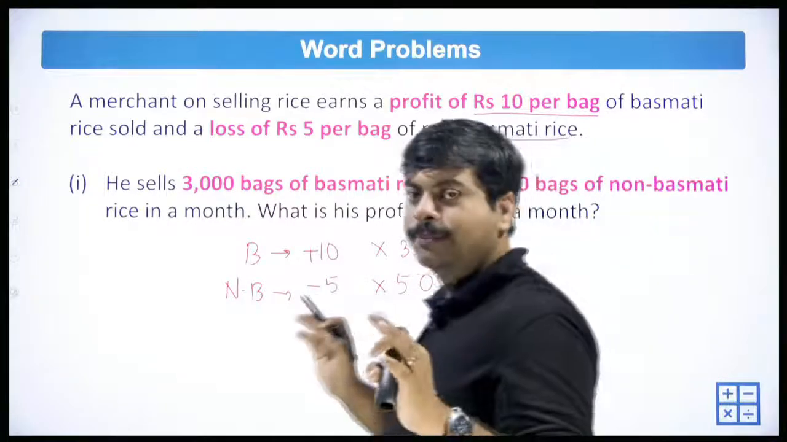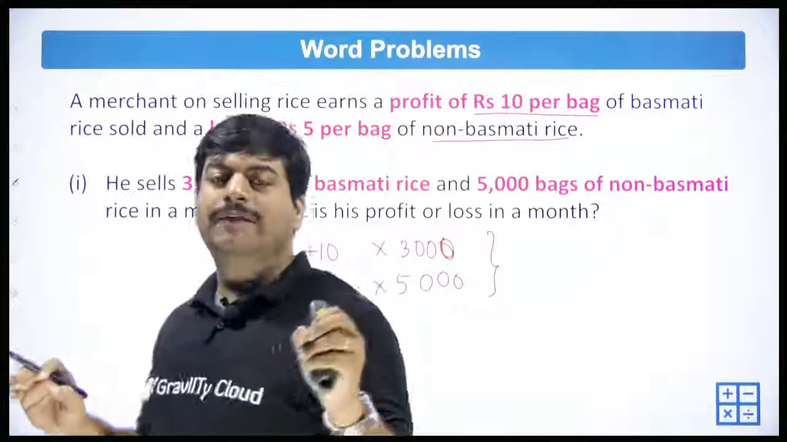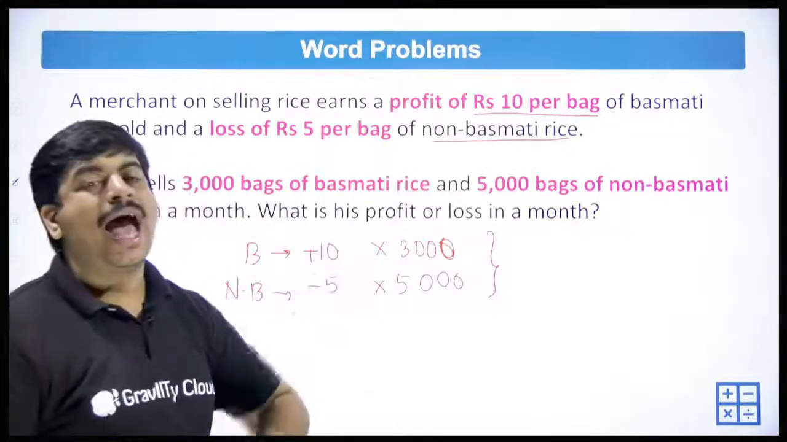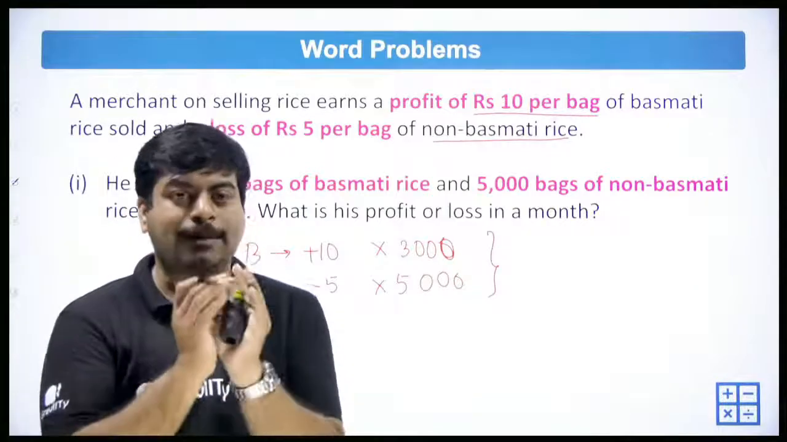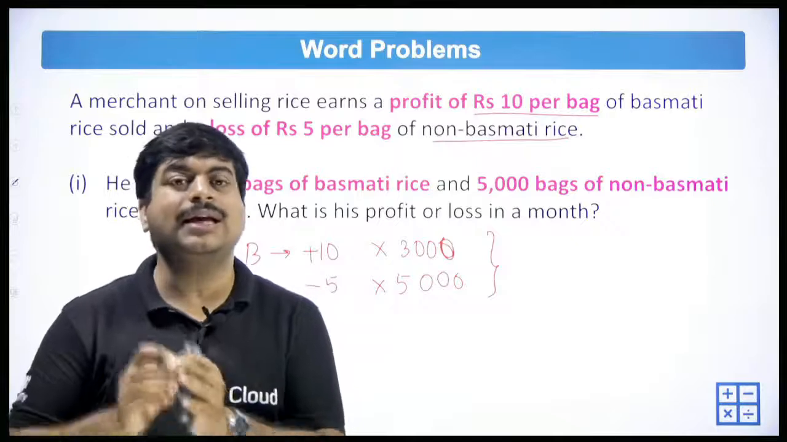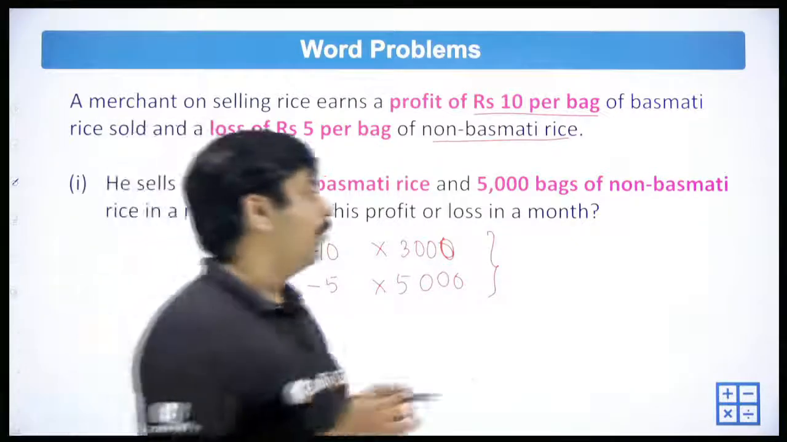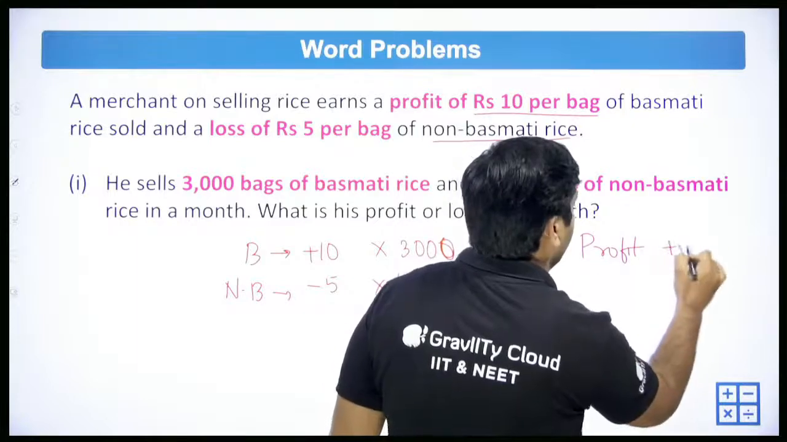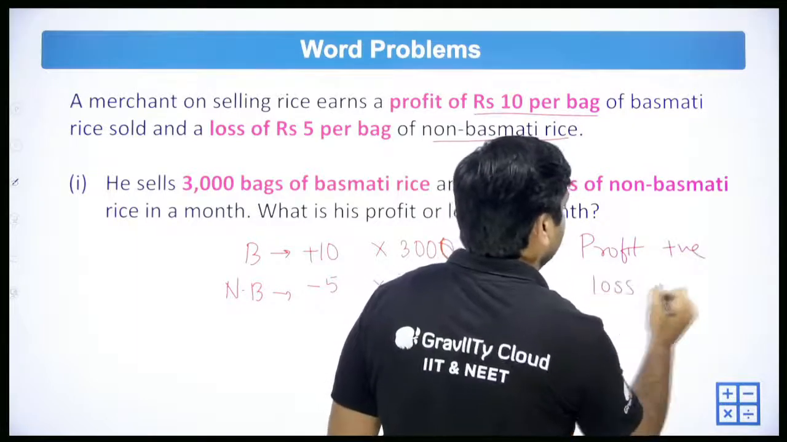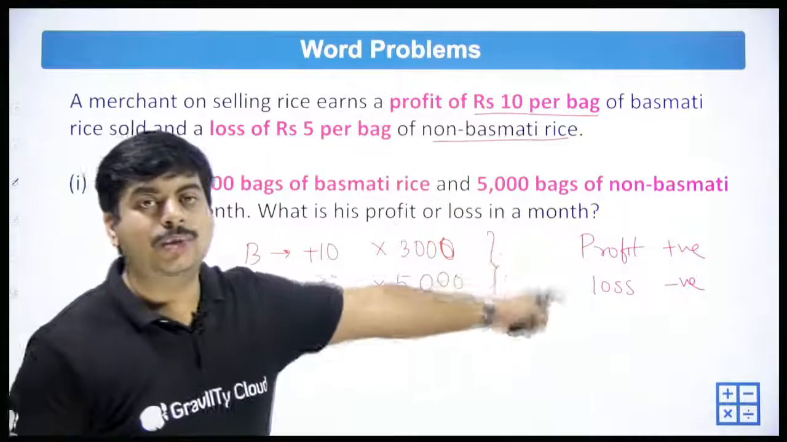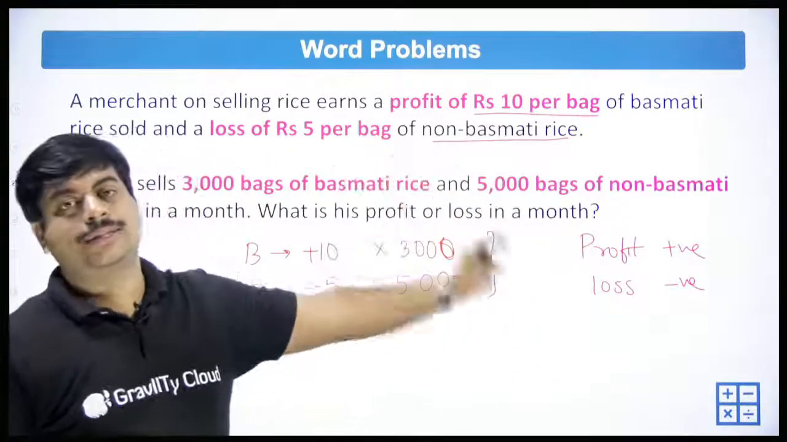I'm not going to do this one. You have every information given. Just multiply 10 into 3,000 and minus 5 into 5,000. Add these two. If you are getting a positive answer, that means you are getting a profit. If you are getting a negative answer, that means you are getting a loss. Profit is always positive, and loss is always negative. So when you are getting a negative answer here, you will get a loss.